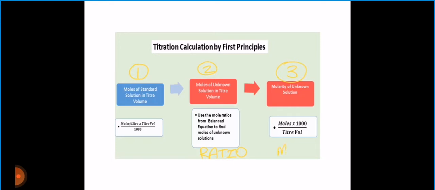Some of you may use the M1V1 over N1 equals M2V2 over N2 formula. You may use this in class, that's fine, but it hasn't worked in the past 3 years, from 2017 to 2020. You've had to use first principles, so I would definitely suggest that you practice lots of questions on first principles to try and get used to it. Any of the titration questions that can be done using the formula can be done using first principles, so I would recommend first principles.